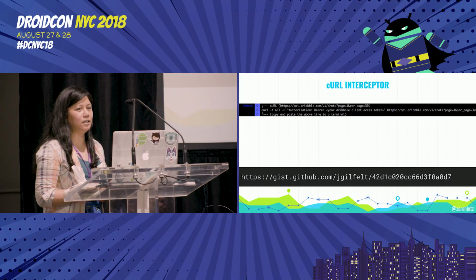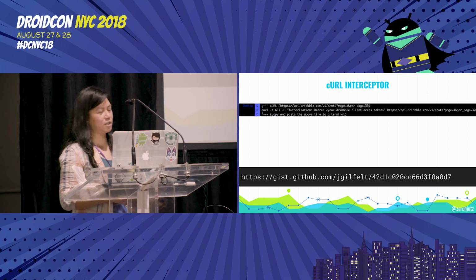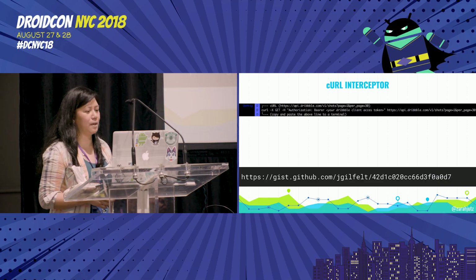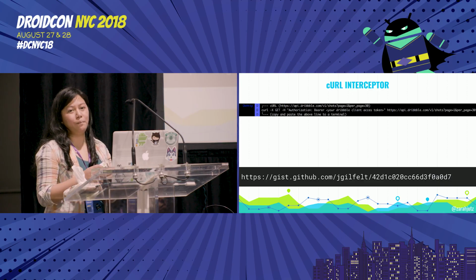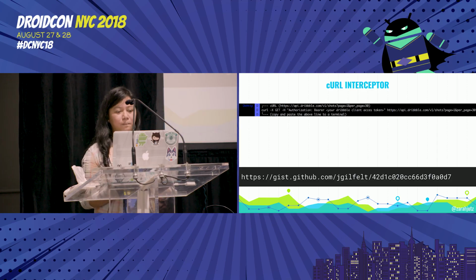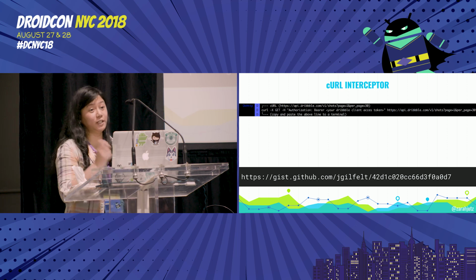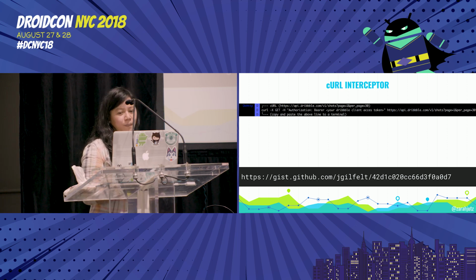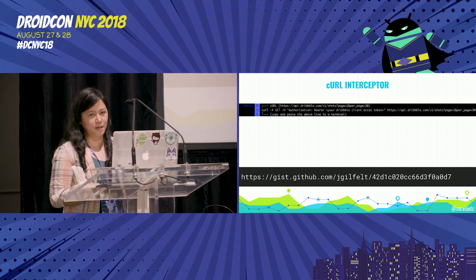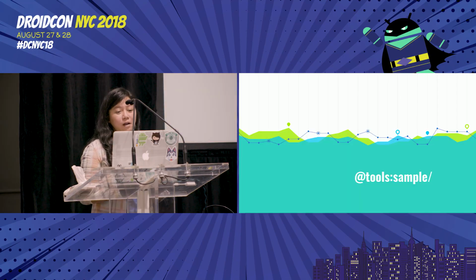I like adding another interceptor for debug builds, Jeff Gilfelt's curl interceptor. It gives us a copy-paste ready curl command we can just copy and paste into the terminal. The original gist that I linked to here is written for OkHttp 2, but it can easily be adapted to use OkHttp 3. And now let's jump to some helpers that are actually built into Studio itself.